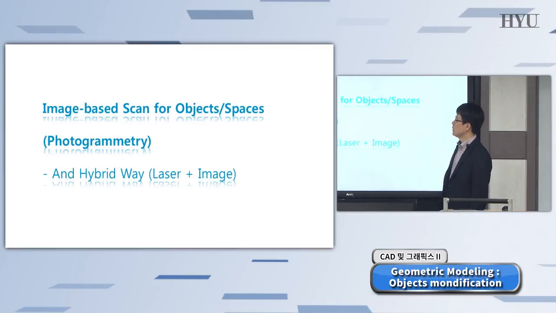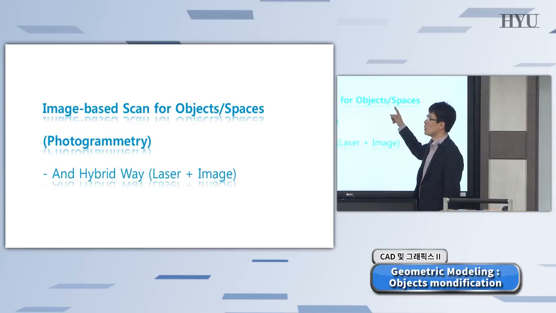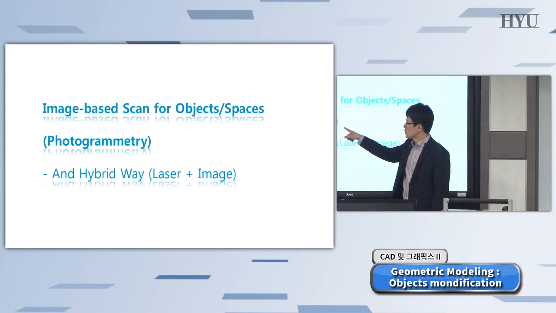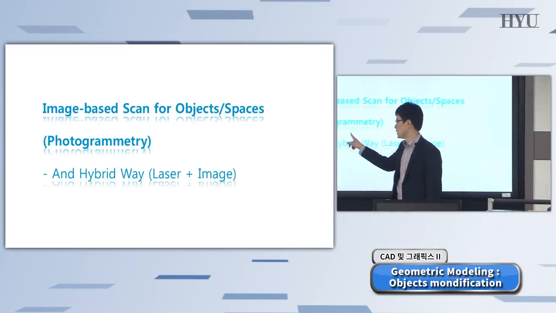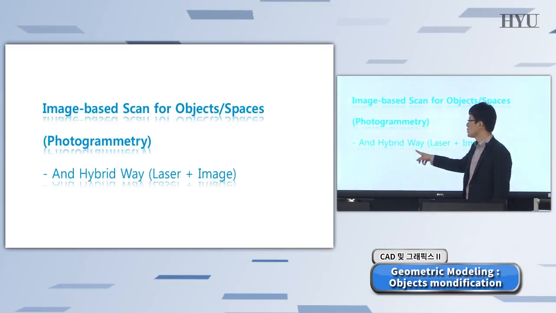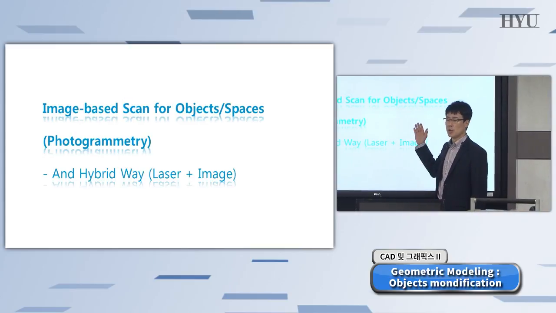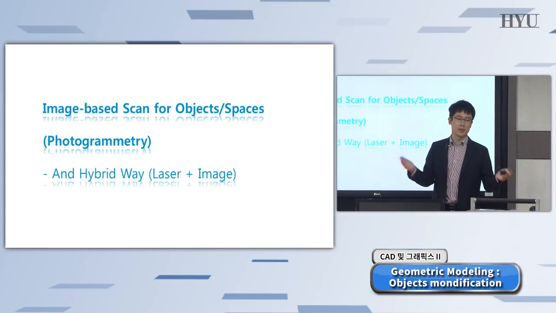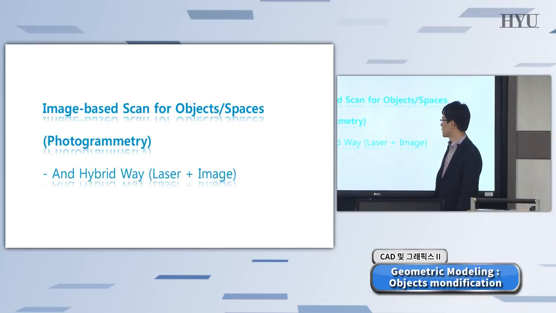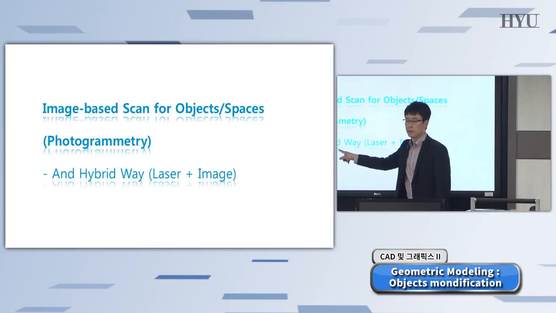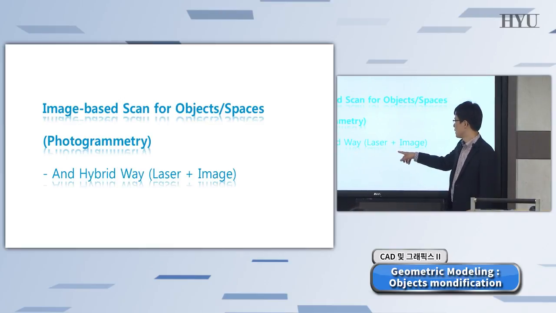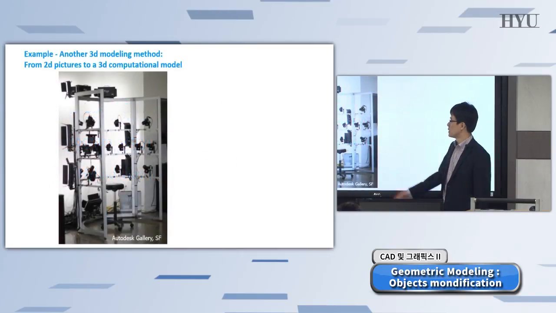And let's take a look at some image-based scanning, especially for objects or spaces. The technology name is photogrammetry. And there are also usually hybrid ways we use. As you saw in the Faro laser scan video, a digital camera is also embedded in that scanning device. But anyway, that is hybrid. Usually laser scan and image-based processing are both available for that kind of device.